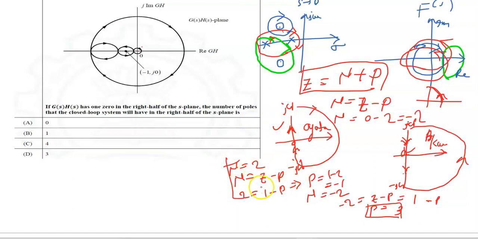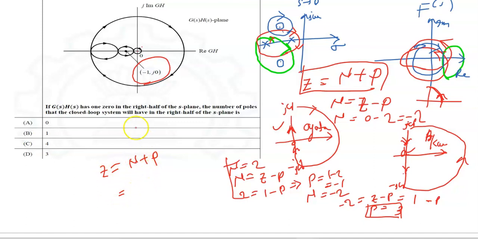We need to find the number of poles of the closed loop transfer function in the right half S plane. For that, we need to consider the minus 1 j0 point and the net number of encirclements. Z is equal to N plus P, where Z is the number of poles of the closed loop system in the right half S-plane. So Z equals N plus P.